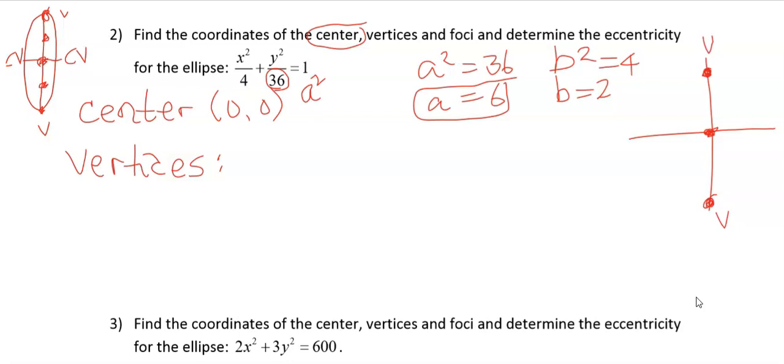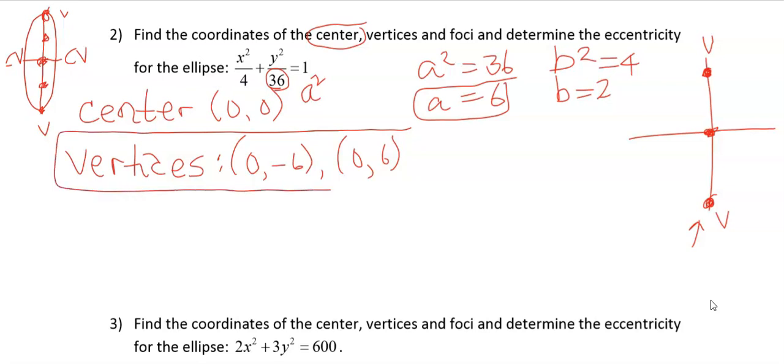Now remember, if you go up and down from the center, you're adding and subtracting to the y coordinate, not the x. So I have to go up and down 6. So let me see, how about 0, negative 6? That would be the one there on the bottom. And if I go up, I'll have 0, positive 6. That's the one on the top. So there's my vertices. If you were asked to graph this ellipse, those points are vital. You would have to put those in definitely.